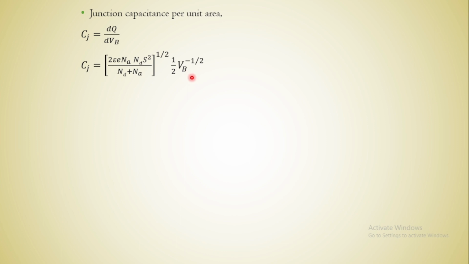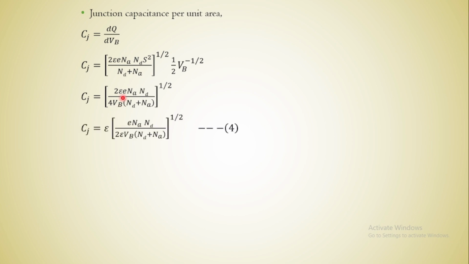Now this 1 by root Vb can be taken inside the square root, and also when 2 is taken inside the square root it becomes 4. So here there is just a rearrangement, and finally we are taking epsilon outside the square root. That is, if you multiply and divide it by epsilon within the square root, here it will be square root of epsilon squared divided by square root of epsilon. So square root of epsilon squared is nothing but epsilon, which is taken outside, and in the denominator there exists one epsilon. And we are calling this equation number 4.